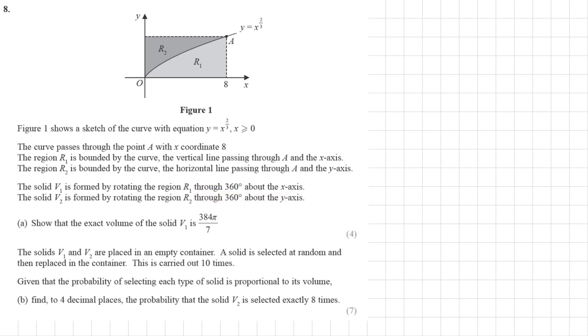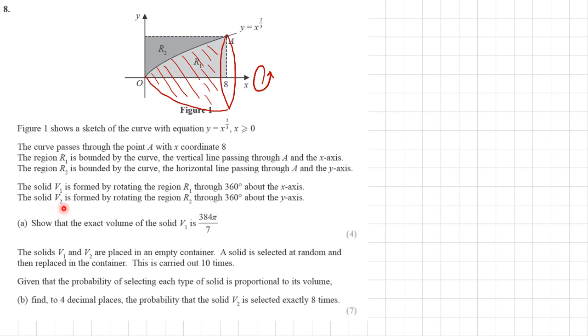So let's draw on what that's going to look like. So this shape here is going to get rotated 360 degrees around the x-axis here. So I'm going to have a sort of 3-dimensional shape that's going to look something like this. Yeah, that's my attempt at drawing a 3D shape.